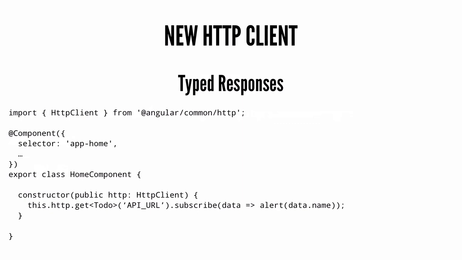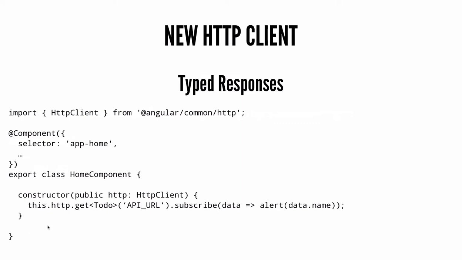A new feature that was introduced in the new HTTP client module is typed responses. And this one I'm really excited about. Basically what it allows you to do is, when you make an HTTP request, right here, you can tell the call what type of data you're expecting back. So in this call right here, I am making a GET request, and I'm expecting to get a to-do object back. And that to-do object is going to have a name property.